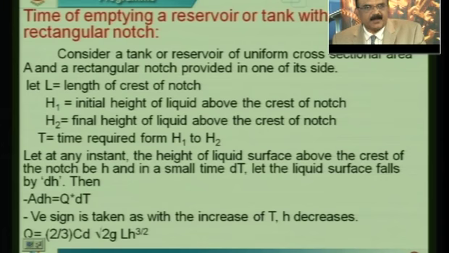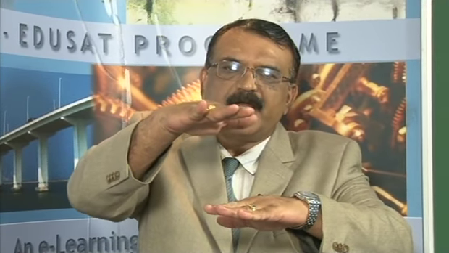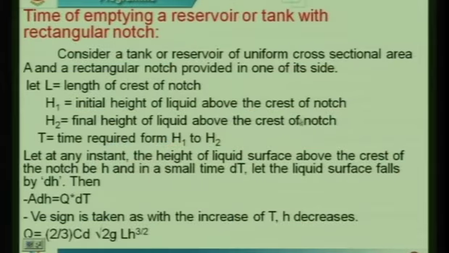Then I defined another two terms. One is H1, the other one is H2. What is H1? Suppose this is a sill level. Before water starts flowing over the notch, you have this head, so this vertical height is H1. Then in time t, how much drop of water will be there from H1 to H2? So H1 is the initial height of liquid above the crest of the notch, and H2 is the final height of water or liquid above the crest of the notch.